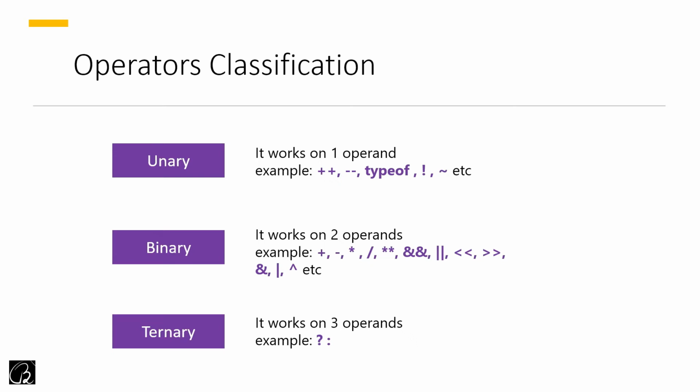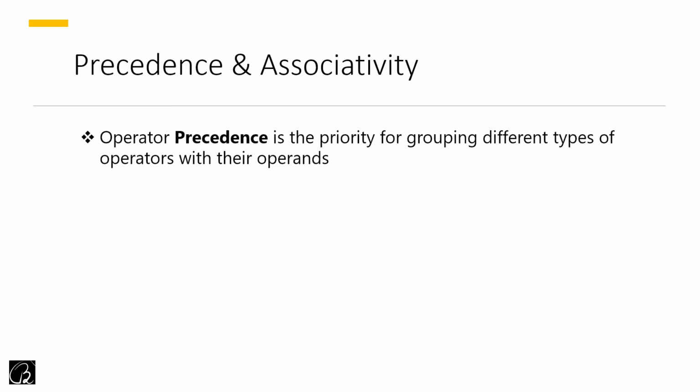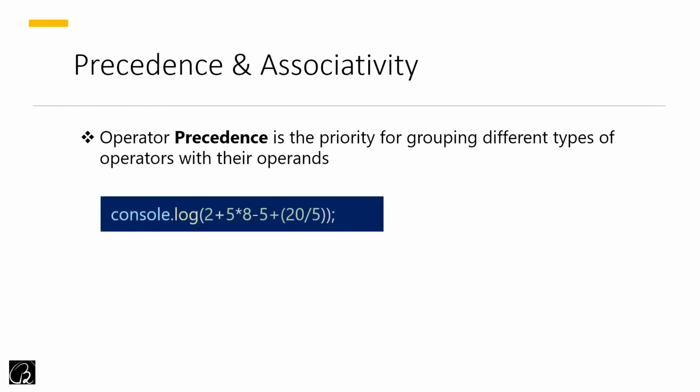Now one more concept that I want to highlight here, that is precedence and associativity of an operator. Operator precedence is the priority for grouping different types of operators with their operands. So let us look at this expression: 2 plus 5 into 8 minus 5 plus 20 divided by 5. Can you tell me what the output of this is? Just pause it and think about it.